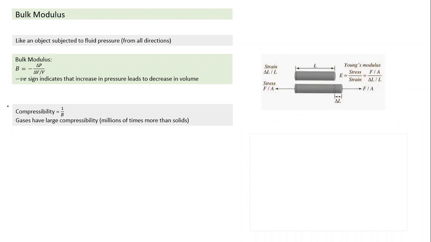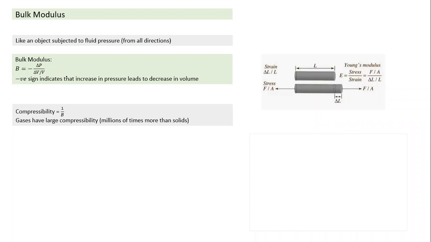And the inverse of bulk modulus is called compressibility. If bulk modulus is high, it means volumetric deformation is small. So the inverse of that is compressibility. Gases have large compressibility, millions of times more than solids.